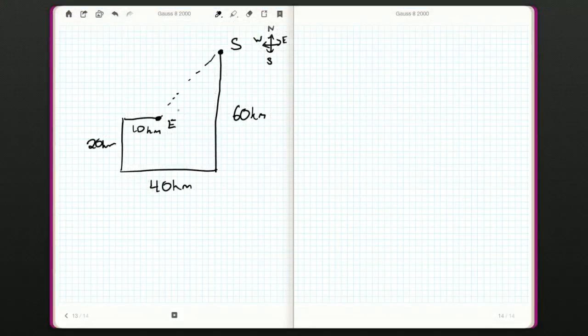Okay. So the one thing to really note about north, east, south, west is that they're perpendicular to one another. So I can put a right angle here, and a right angle here, and a right angle here. And I'm actually going to move this 10 kilometers up above.